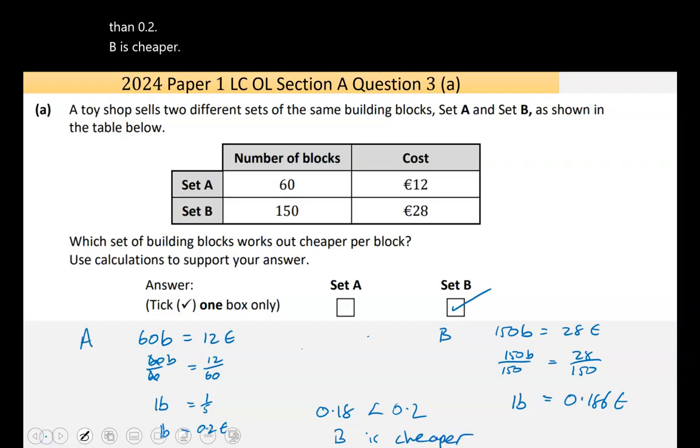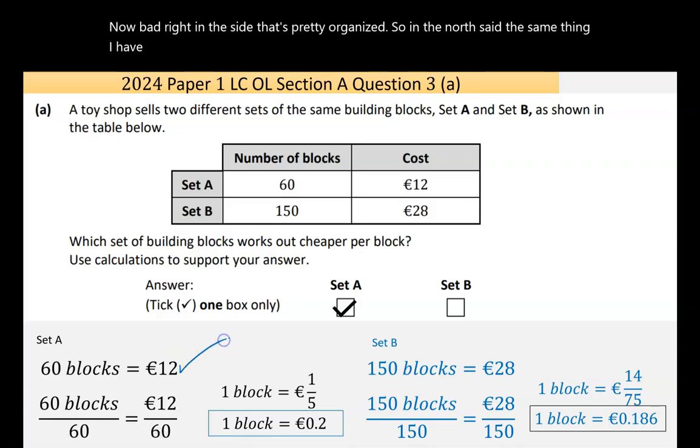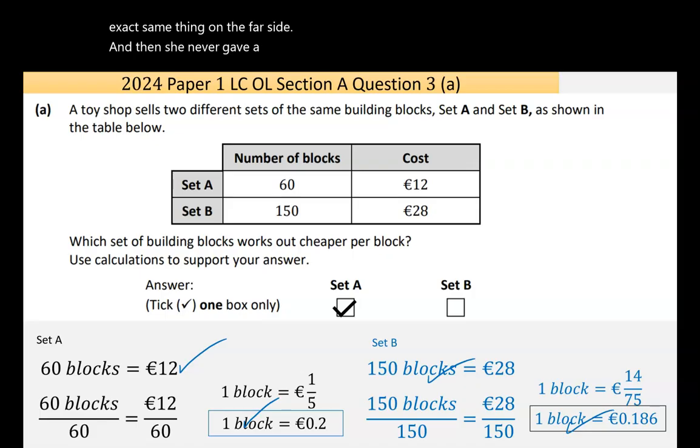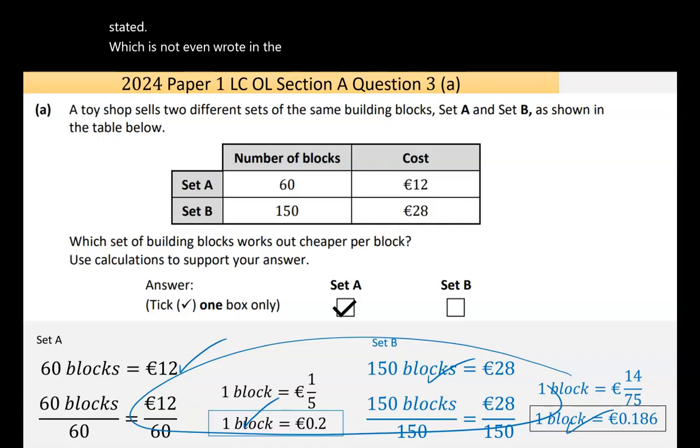Now, bad writing aside, that's pretty organized. In the notes, I did the same thing. I have my initial statement. I simplified it to find out what one block is. I did the exact same thing on the far side, and then actually never gave a reason. I must go back and fix that. I should be explicit and state it, although arguably this is the statement. Anyway, I messed up doing the notes. It should be set B is cheaper.